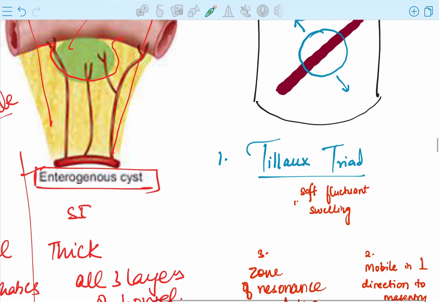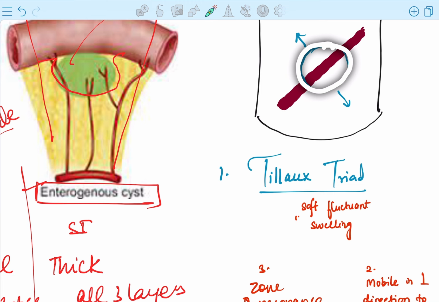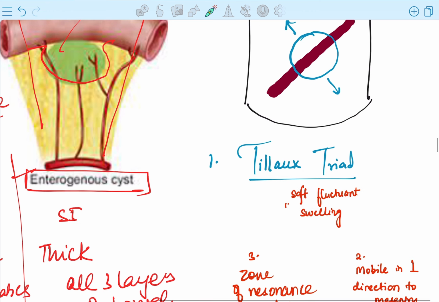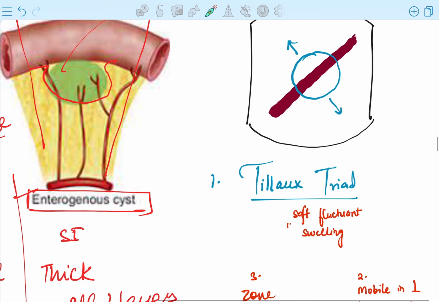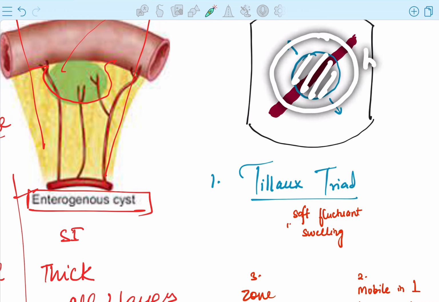So basically, the swelling is fluctuant. Obviously, there is this line of attachment and there is one swelling, a cystic swelling. It will be fluctuant and it is soft, and obviously it's a swelling. Second, as we saw in this, it is mobile in perpendicular direction to the mesentery. And thirdly, there will be a dull note around the cyst, but surrounding the cyst you have the bowel.